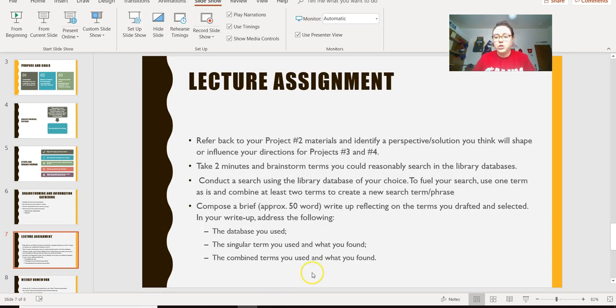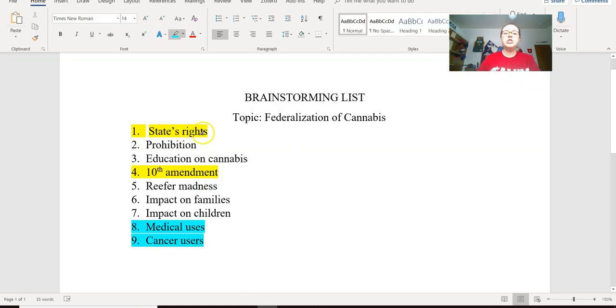And then what I'd like you to do is combine at least two terms to create a new search term or phrase. So maybe we come back here and we find a way to eloquently combine states' rights and the 10th Amendment regarding the federal legalization of cannabis.